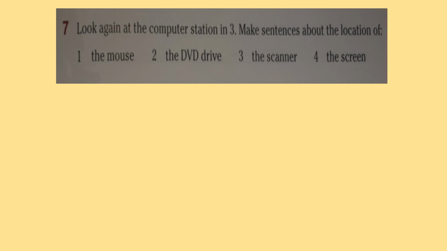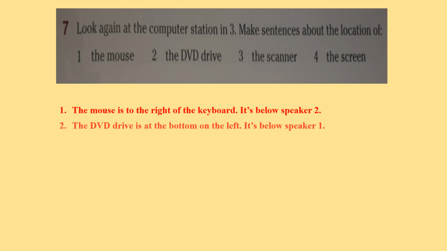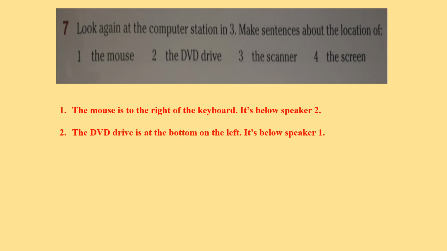Okay, now I assume that you have paused the video and tried to answer. Now let's check. Number 1, the mouse is to the right of the keyboard. It's below speaker 2. So we describe the location of the mouse using two other things, the keyboard and speaker 2. Number 2, the DVD drive is at the bottom on the left. It's below speaker 1.